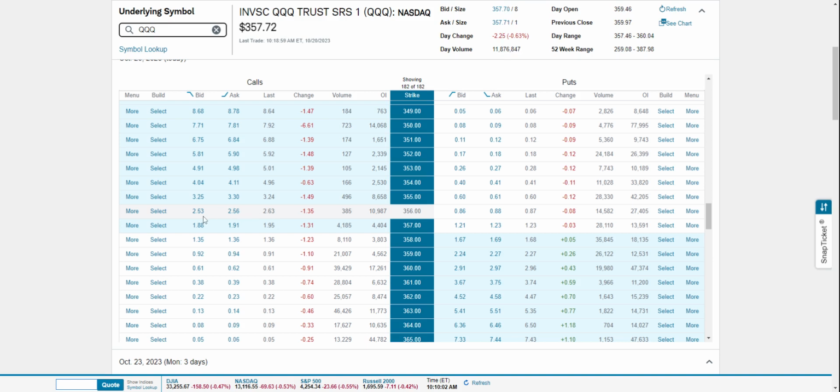The bid and the ask. What are those? Notice there's a gap between the two. The bid price is the price that someone looking to buy this option is willing to pay. They're putting it out there and saying, hey, I'm willing to pay this. If you come down to this price, I'll buy it.